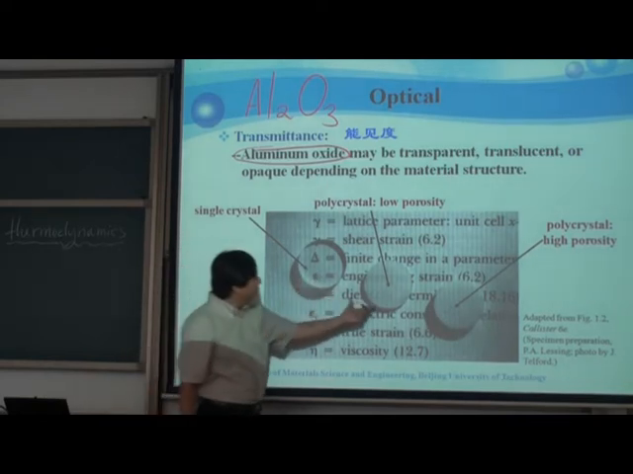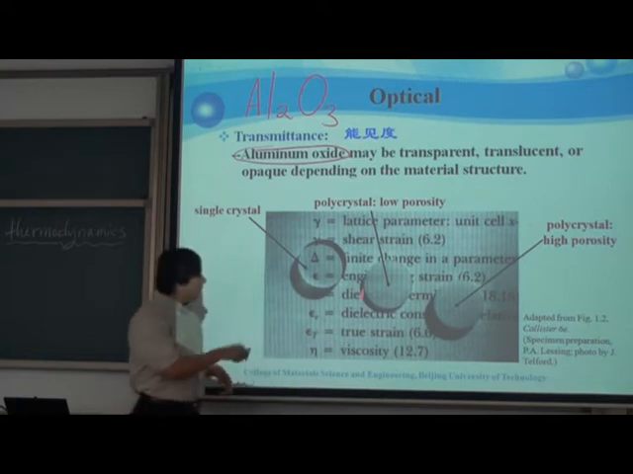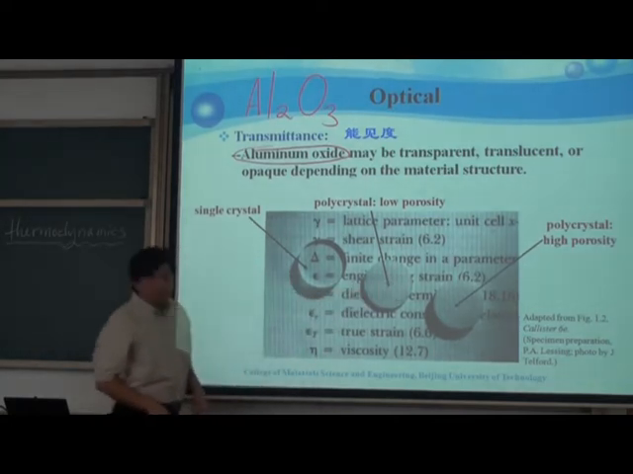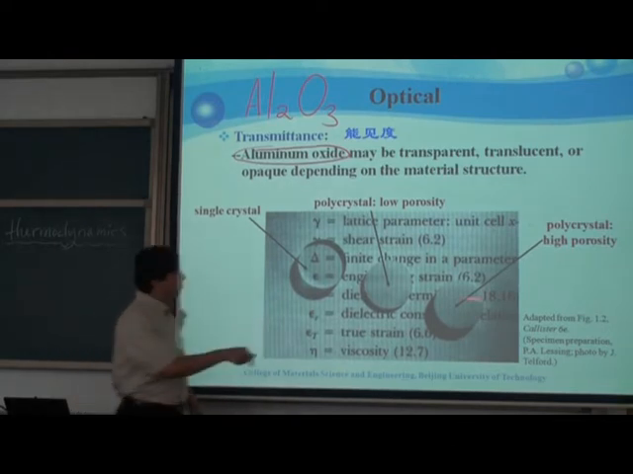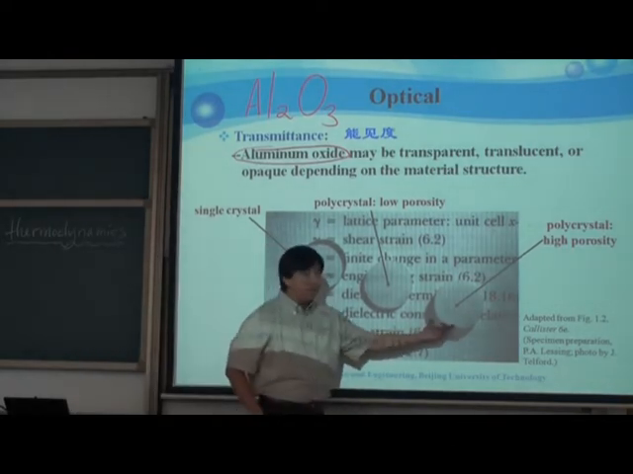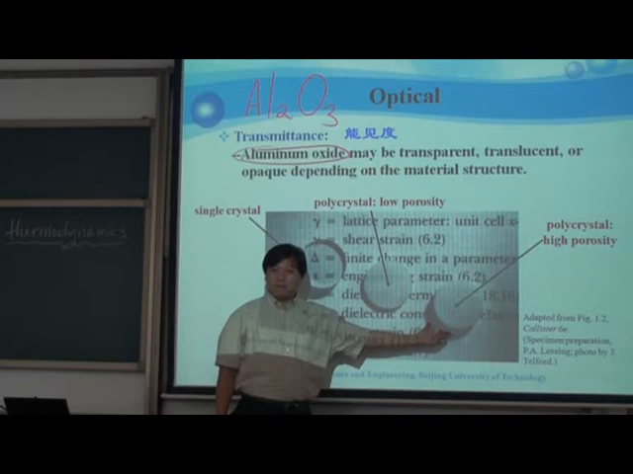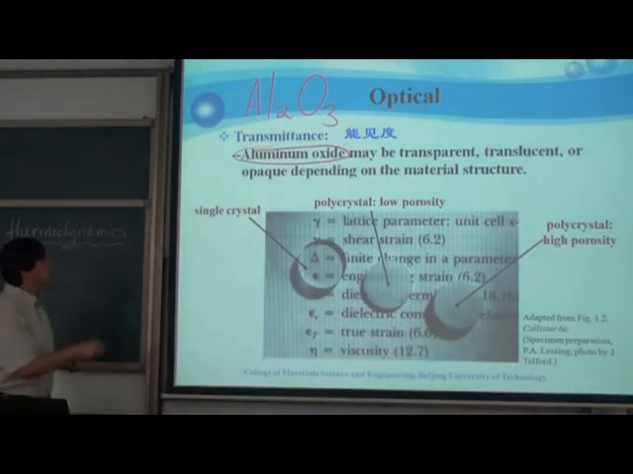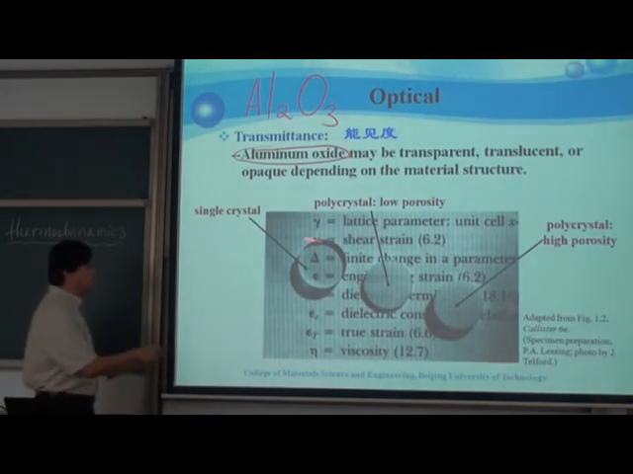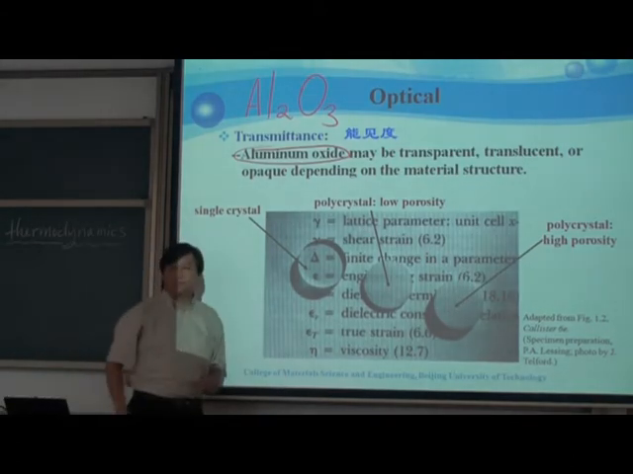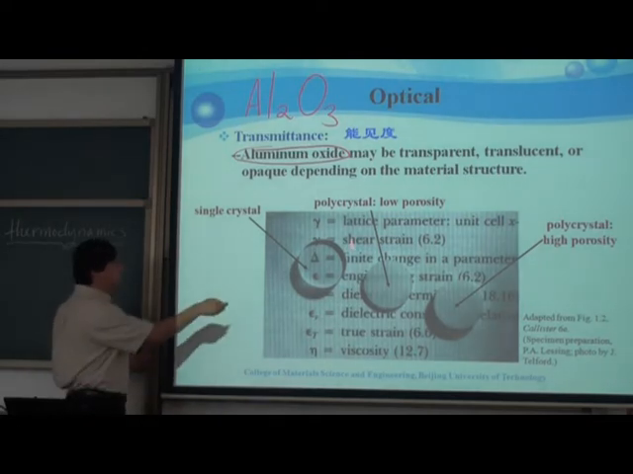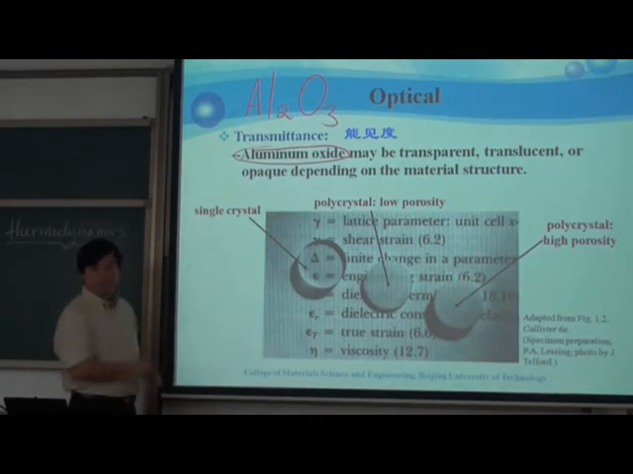Now this is translucent. You can hardly see the letters, but you do see something underneath. But when you say opaque, you just do not see anything below that material. So exactly the same material, aluminum oxide, can be made transparent, translucent, and opaque. By what? By providing this material with different levels of porosity.